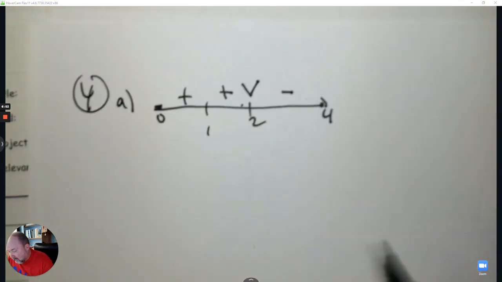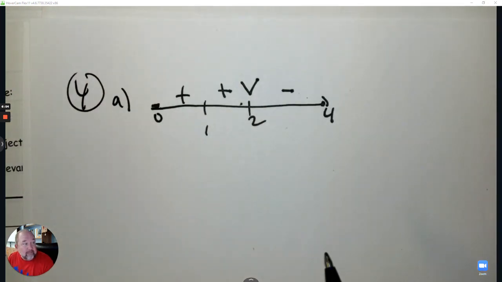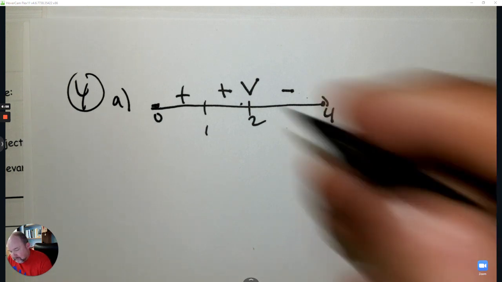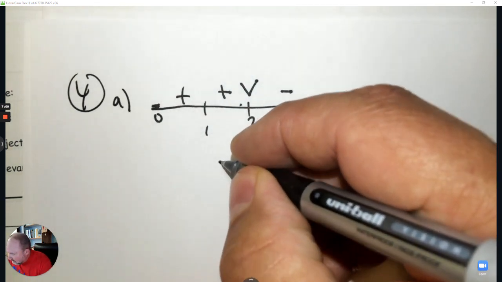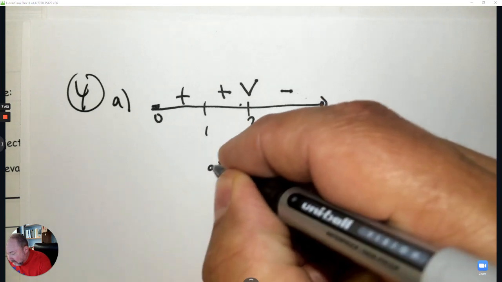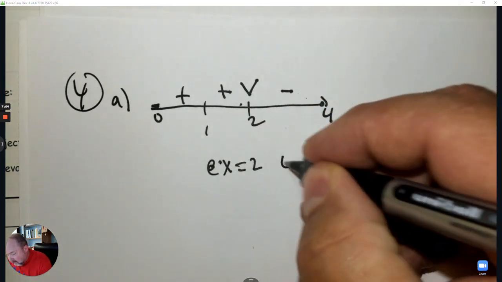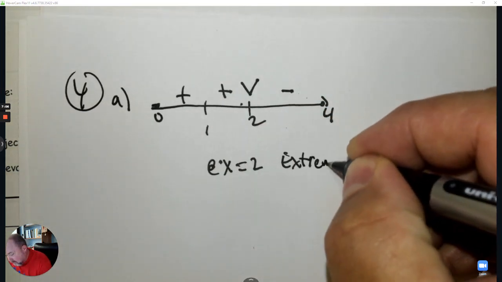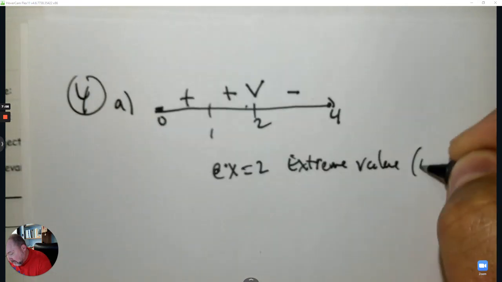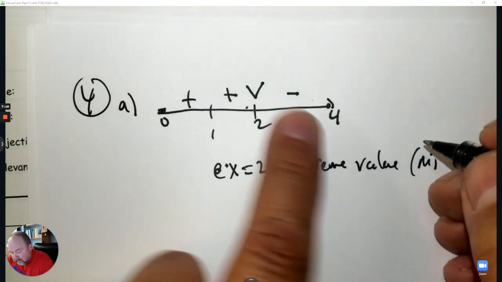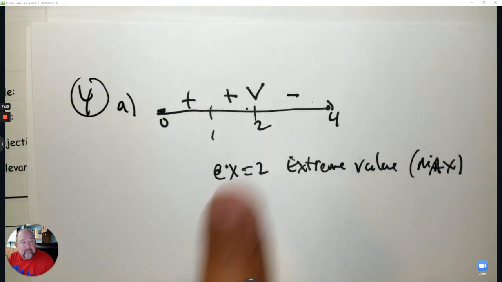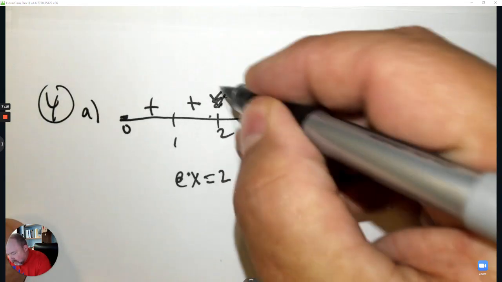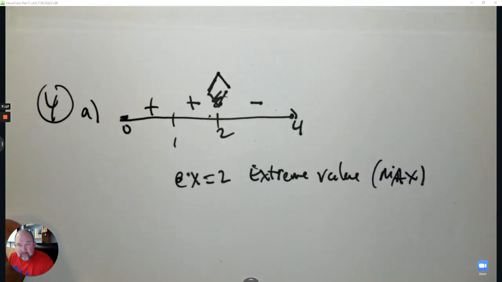We have one extreme value, and that's at x equals 2, and it's a minimum. So it says, find all. So at x equals 2 is an extreme point. It's a minimum. Oh, sorry. It goes from positive to negative. It's actually a maximum. This isn't true. It goes this way. There you go.